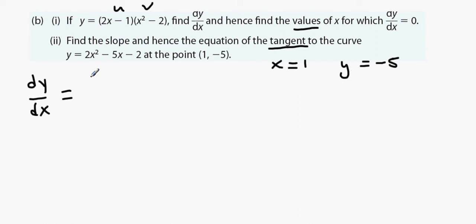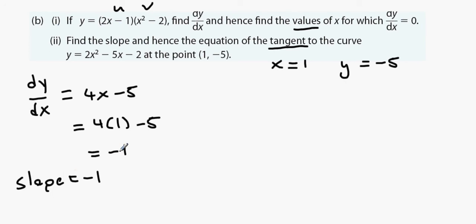When you get dy dx, you end up with 2 in the front, which gives you 4x minus 5. You replace x with 1. So 4 times 1 minus 5 is 4 minus 5, which gets you minus 1. So the slope is minus 1.